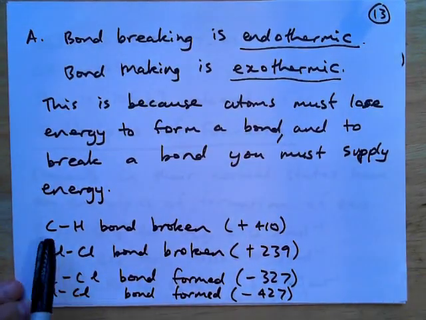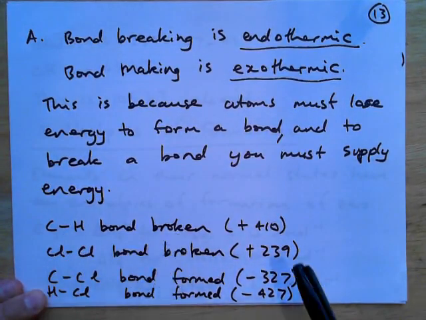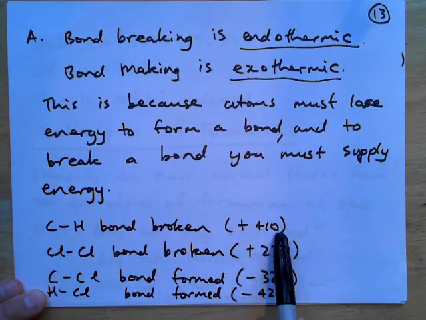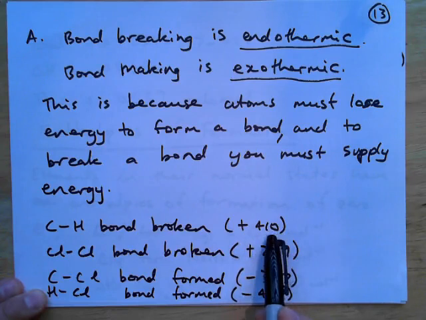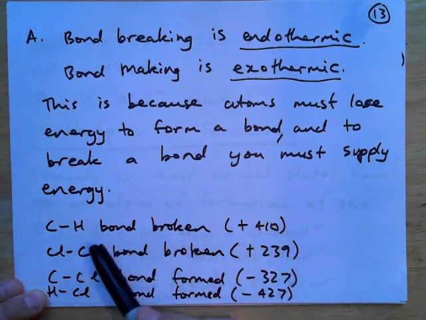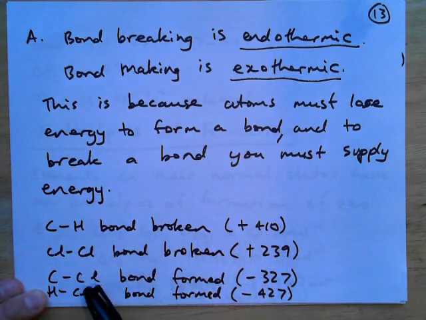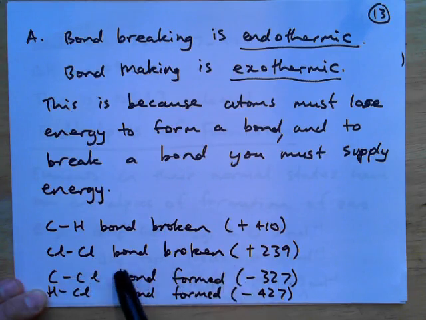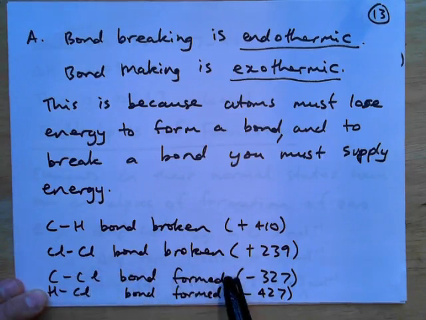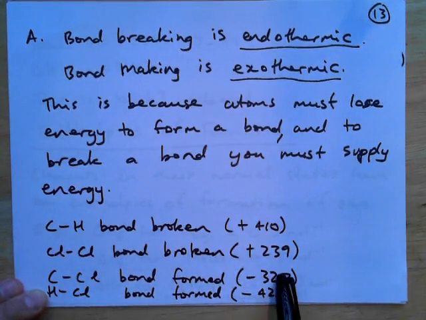So in the case of this C-H bond, it's broken, so I have to supply 410 kilojoules. That data came from the previous sheet. So I have to supply 410 kilojoules of energy in order to break this bond. The C-Cl bond, again, is broken, and so I have to supply the 239 kilojoules. The carbon-chlorine bond is formed. So that means that in order for that carbon to bond with the chlorine, it has to release 327 kilojoules.